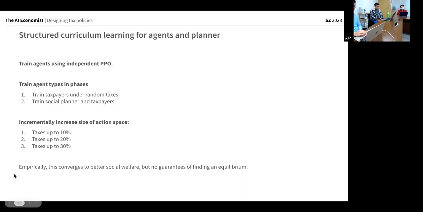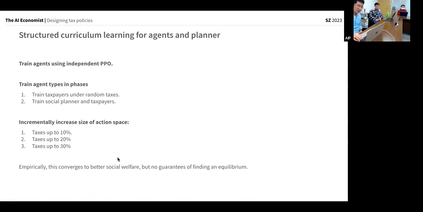And the second thing is that once you start to train a government, you should also slowly increase the action space. So you don't let the government set the taxes at every possible percentage, but you first have this small range of 0 to 10%, then 0 to 20%. And so the distribution of taxes that these agents are going to see changes very slowly. So that's also a curriculum that you're introducing. And so we found that this is very, very effective.